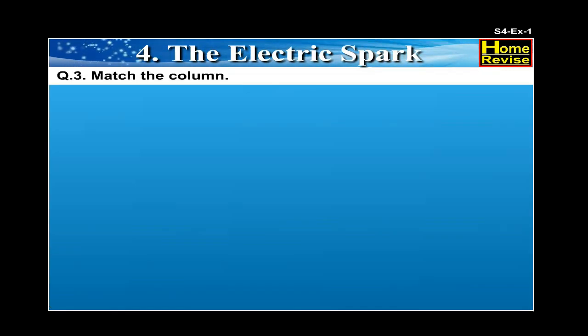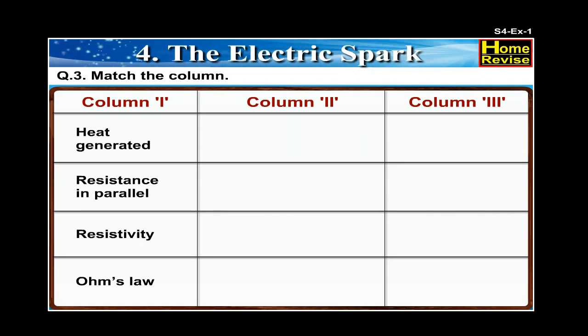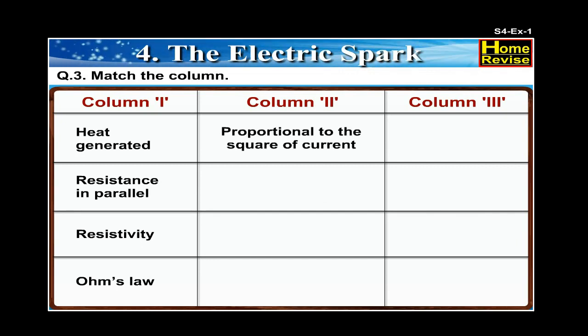Question 3. Match the given columns. The answer is heat generated is proportional to the square of current. The formula used to calculate the heat generated is VIT upon 4.18 calories.